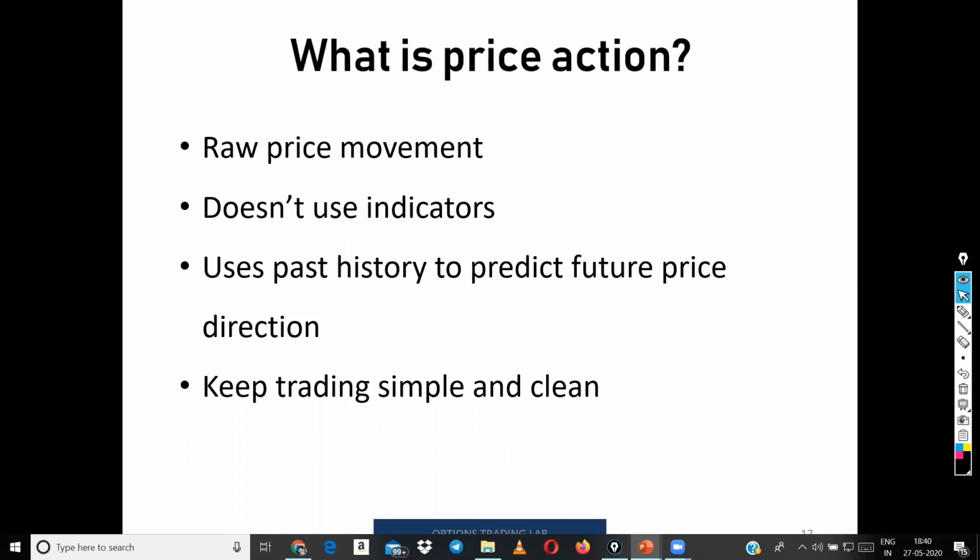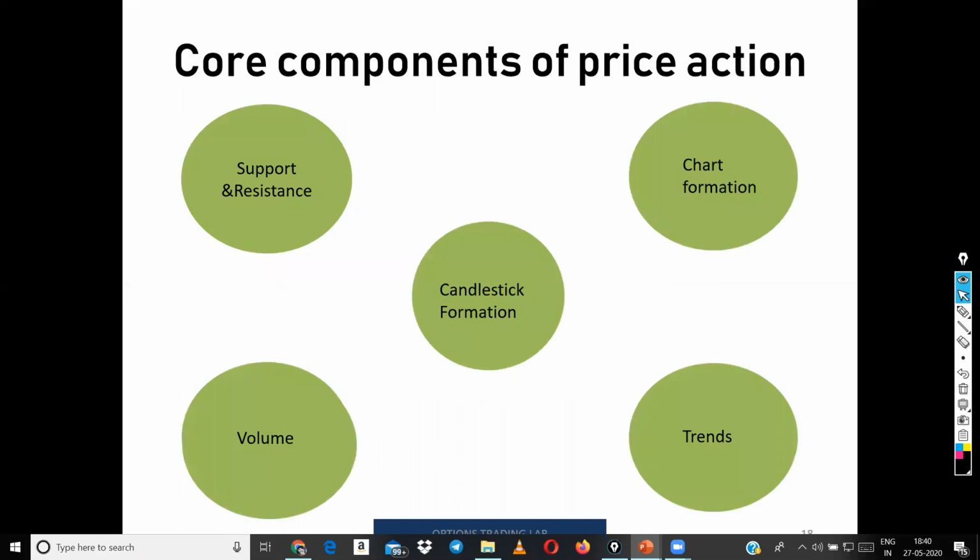What is the advantage of using price action? We don't use any complicated indicators. And in this, we use past history to predict the future market direction. And price action helps us keep our trading setup simple and clean. Core components of price action: support and resistance, chart formation, candle formation, volume, trends.